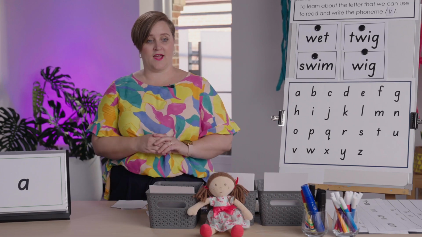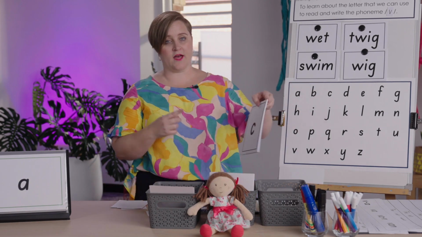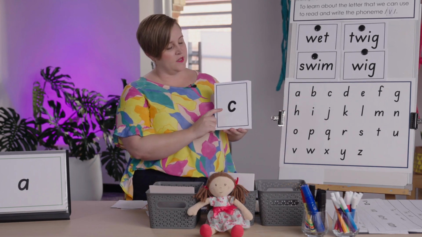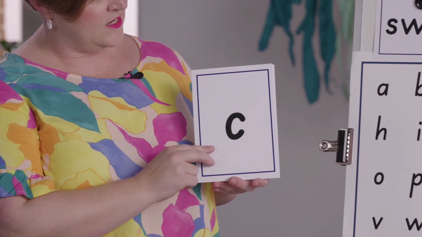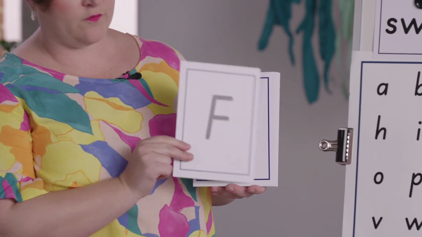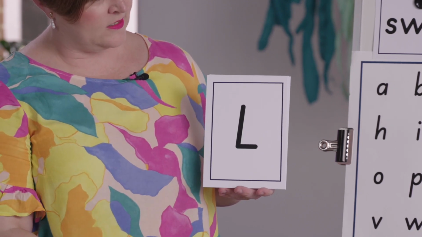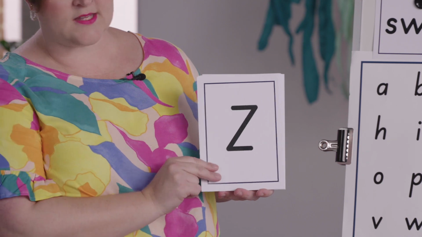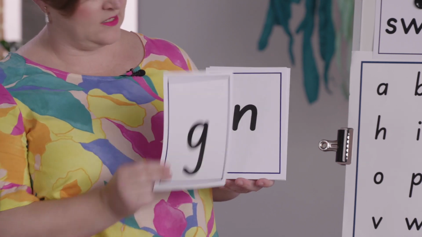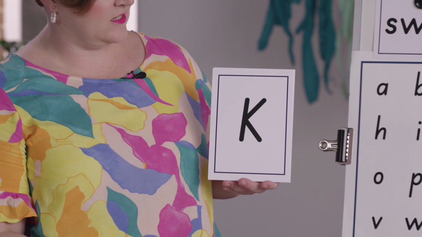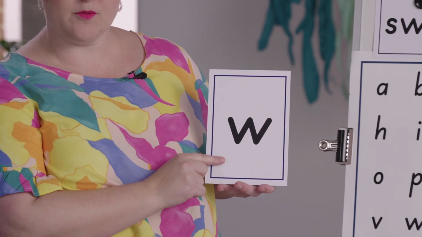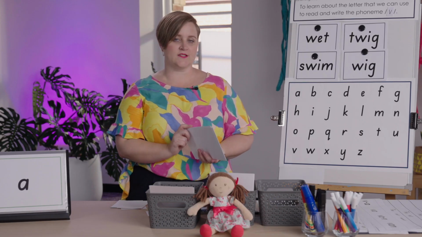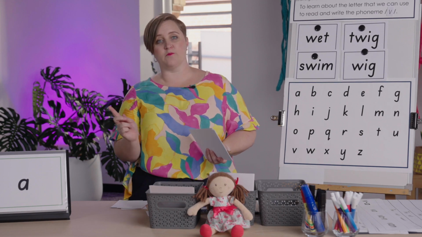Let's do our alphabet now. Today I have capital and lowercase letters. When you see them, I want you to tell me the letter name. Off we go. C, F, P, L, Z, G, N, K, Y, W. How did you find that? If you need a little bit more practice, you can perhaps pause the video and go back and try it again.